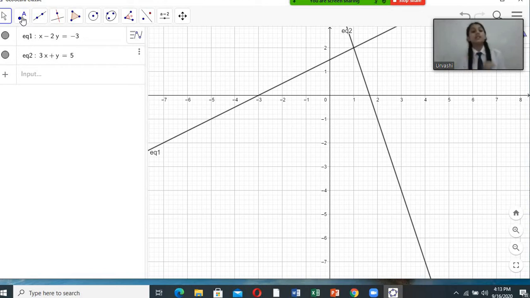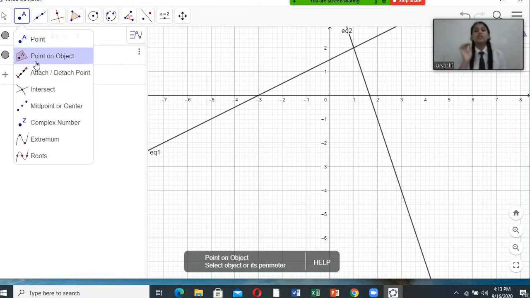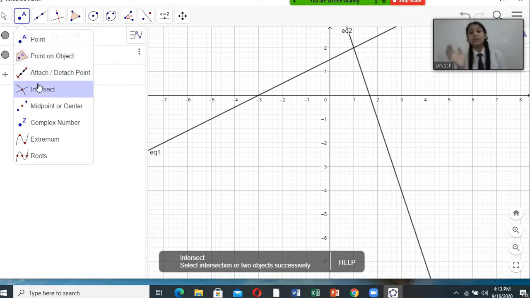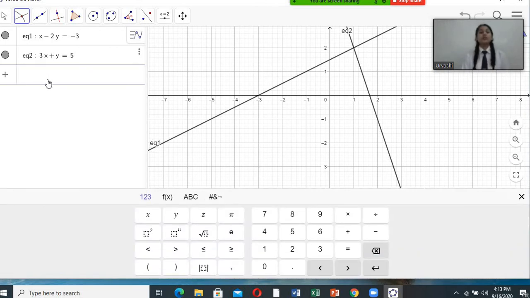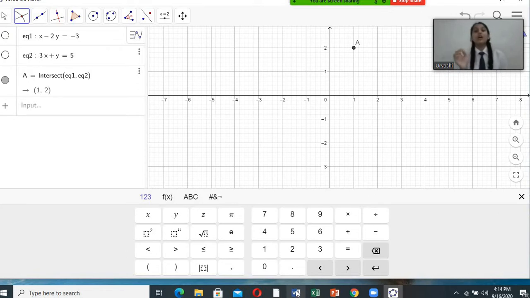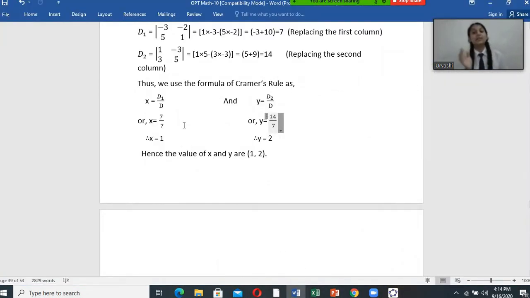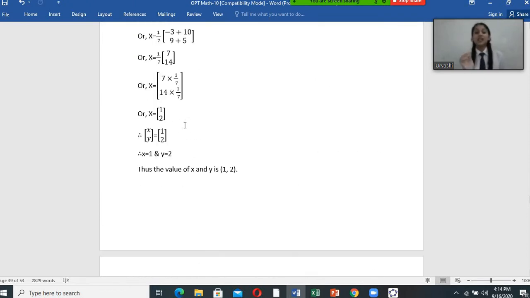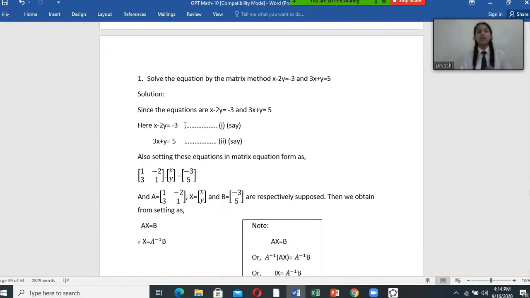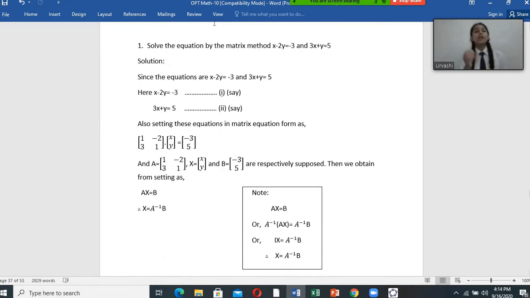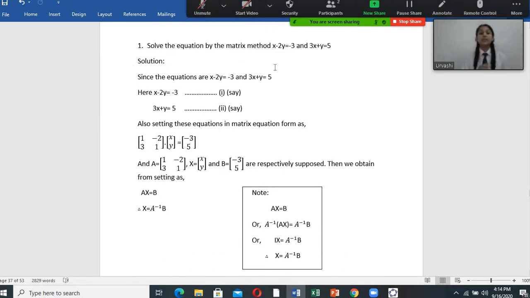Now we have already solved it through GeoGebra, which is a graphical method. Now we are going to solve it through Cramer's rule and the matrix method. Through the matrix method, it is a similar way. We are firstly going to suppose the equations x minus 2y equals minus 3 and 3x plus y is equal to 5. Here we have the two equations, and now we have to set these equations in matrix form.